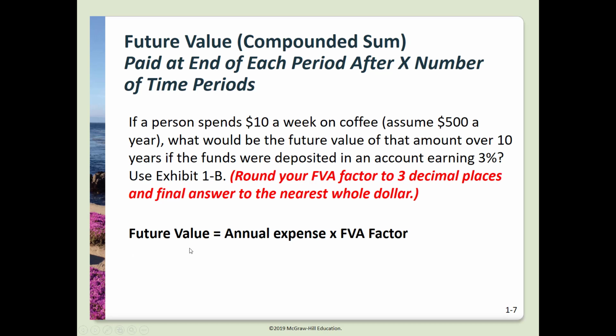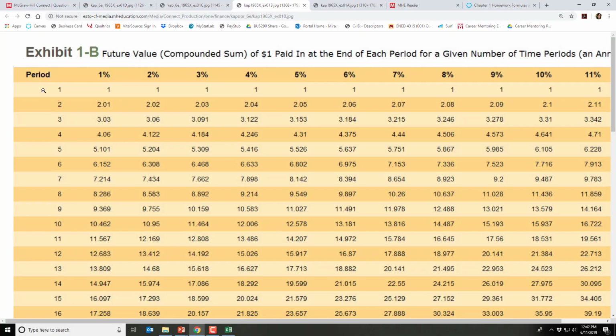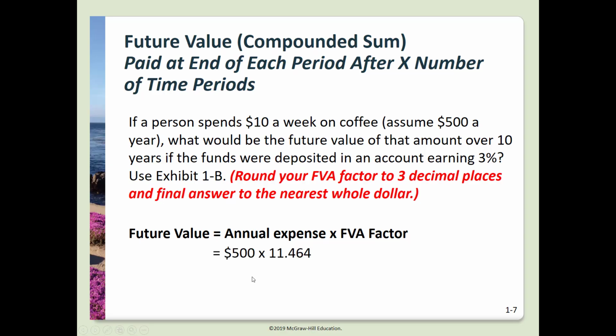So the formula we'll be using is the future value equals our annual expense, so that's how much we're spending annually on coffee, times our future value annuity factor from Exhibit 1B. So going over to our periods, I'm going to go down to the 10-year row, and we're looking at 3%. Go to the column that says 3%, and then go down until we get to the 10-year row. So my factor is 11.464. So plugging in our numbers, we get 500, that's our annual expense on coffee, times our future value annuity factor of 11.464. Into our calculator, we get $5,732. Think about what you could do with that money if you could kick that coffee habit.